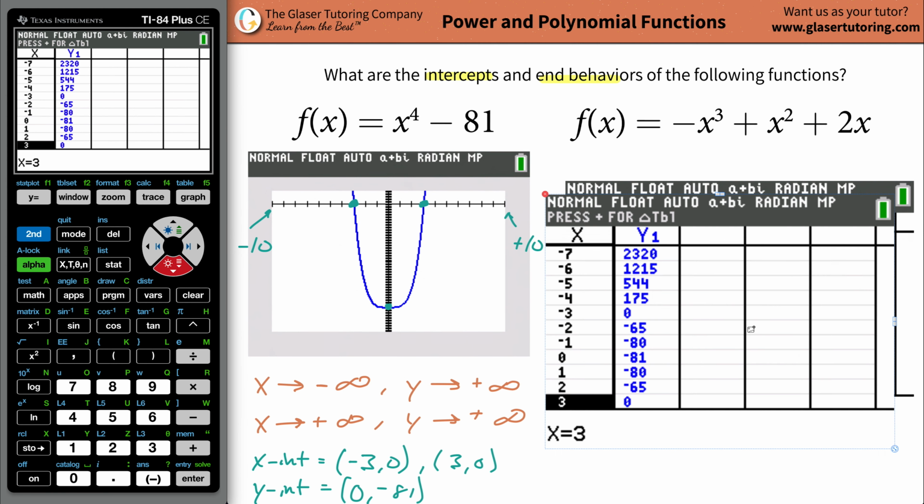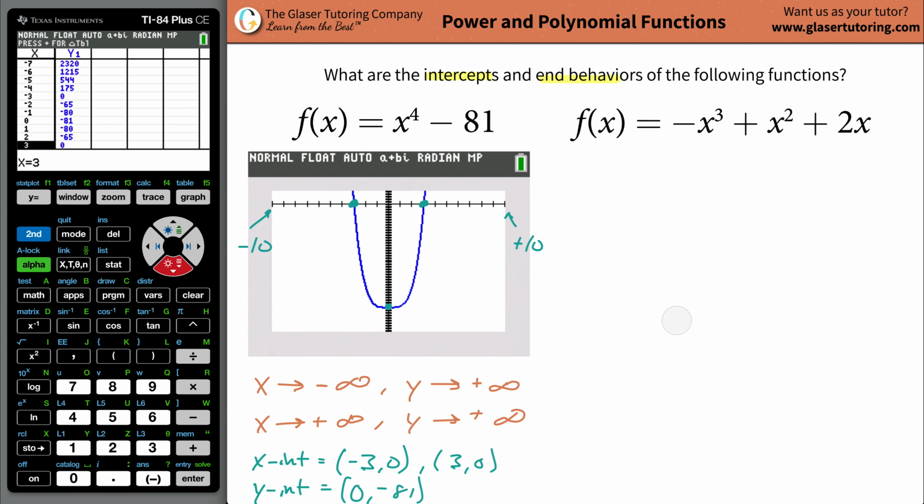And there's the other one. Okay? As you can see, when x is positive 3, the y was 0. So that also tells me my x-intercept. So if you notice, that was good, right? Both cases we have proved with the table.